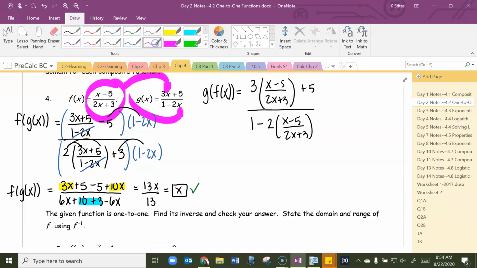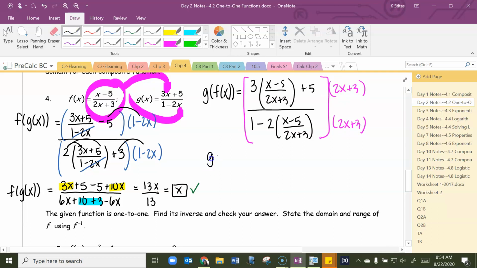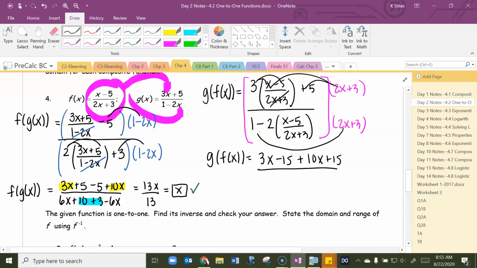And this time, again, instead of distributing or trying to find a common denominator, I just want to get rid of the 2x plus 3's. So I'm going to multiply by 2x plus 3 on top and bottom. And again, it's like you're distributing, but your 2x plus 3's will cancel. So on top, I'll get a 3x minus 15. And I'm distributing my 5, a 10x plus 15. And then down here, 1 times 2x plus 3 is just 2x plus 3. And when I distribute here, 2x plus 3's will cancel. You still have this negative 2 multiplying though, so that's a negative 2x plus 10.